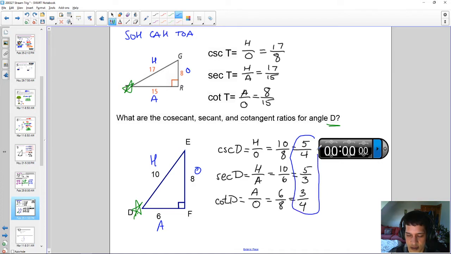Can't draw straight lines for the death of me. So there we go, guys. That's how we find these reciprocal relationships. We've got our 3 primary relationships: sine, cosine, tangent, and 3 reciprocal identities: cosecant, secant, cotangent.